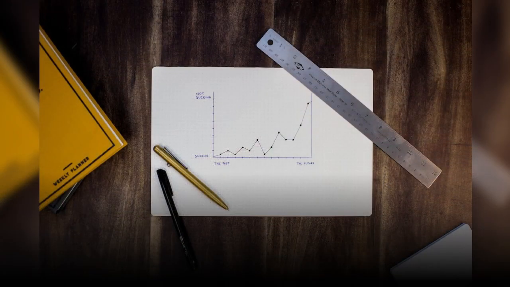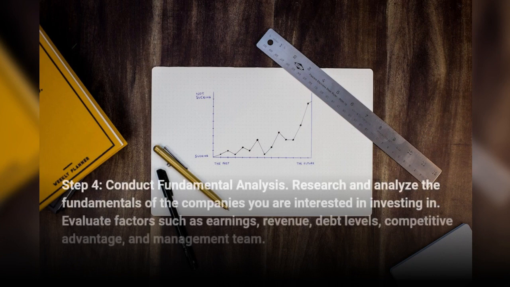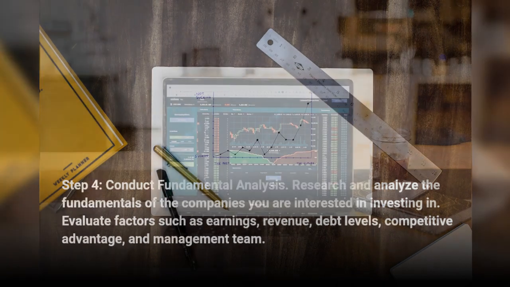Step 4. Conduct fundamental analysis. Research and analyze the fundamentals of the companies you are interested in investing in. Evaluate factors such as earnings, revenue, debt levels, competitive advantage, and management team.